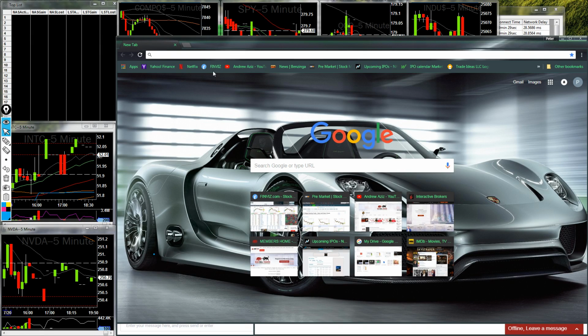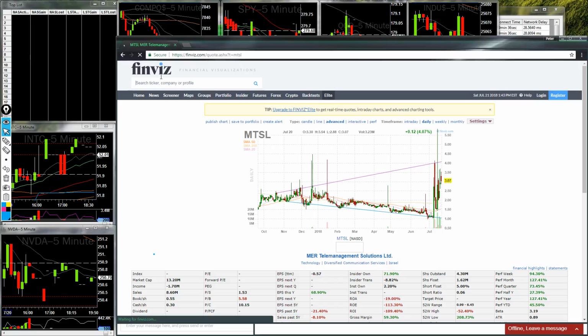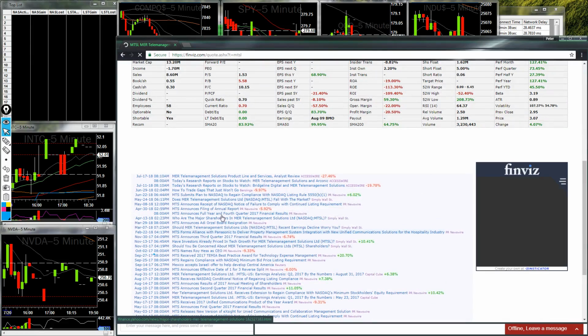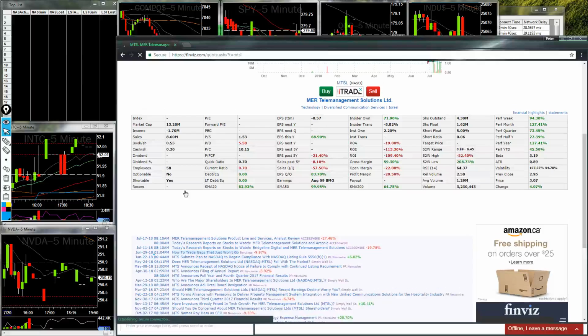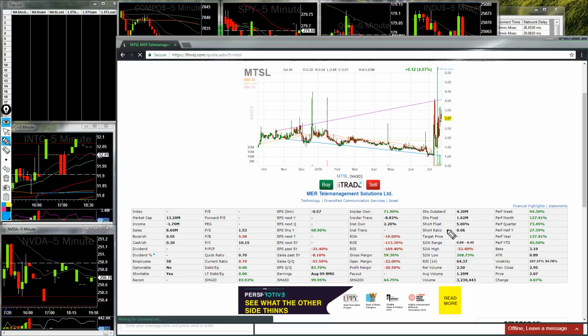In the news, I look at a couple of primary sites. FinViz is where I get most of my news from. So anything I want to look up, I go to FinViz. It gives me the active news, anything that I need to know. It also quickly tells me the float, the average ATR, right? So how much does it tend to move during the course of a day, and other key information that I get right off of here.